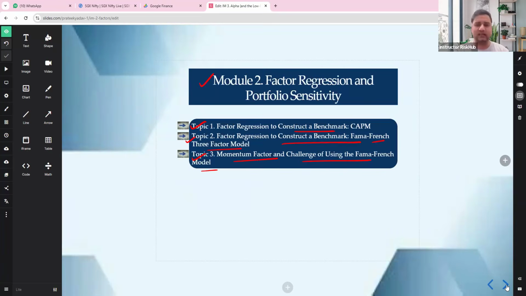This is very interesting, right? Construct a benchmark, Fama French, momentum factor and challenges of using the Fama French, right? So that is what we need to understand now, right? So this is tricky. How do you use factor regression to construct a benchmark? Very important. Then how do you construct a benchmark in Fama French? And then how do you have an additional model, which is the momentum factor, which kind of challenges the Fama French as well as adds complexity, right?